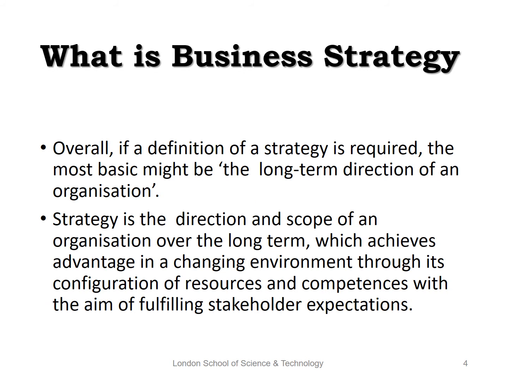So really, the first question we need to ask ourselves is, what is business strategy, or what is strategy? So we can see some different definitions. A definition of strategy is required, and the most basic is the long-term direction of an organization. Strategy is the direction and scope of an organization over the long term, which achieves advantage in a changing environment through its configuration of resources and competencies with the aim of fulfilling stakeholder expectations. So there's a lot in that definition.